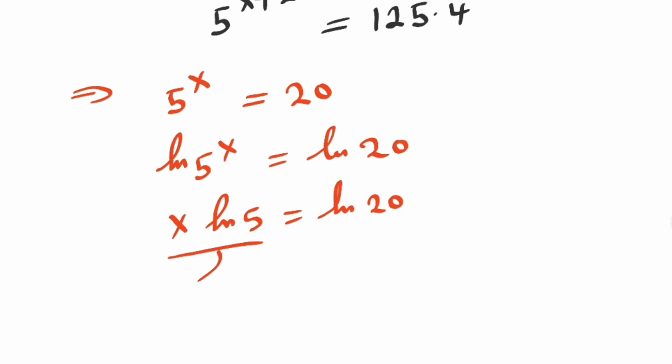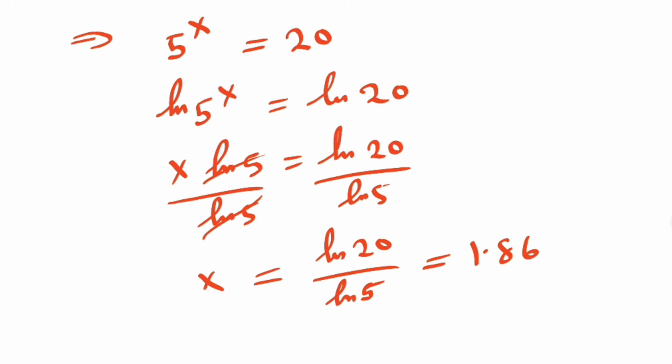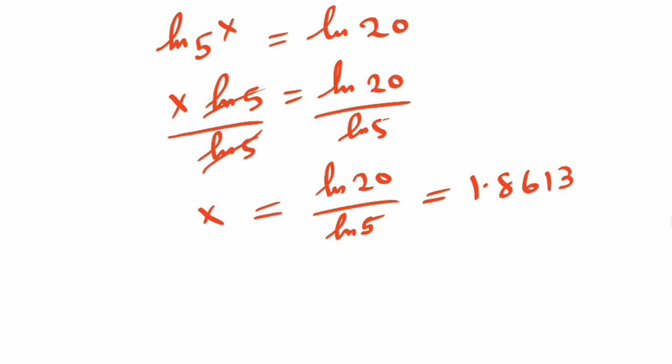Let's divide both sides by ln of 5. This cancels this. x is equal to ln of 20 over ln of 5. And if you press your calculator, this is equal to 1.8613. Therefore, x is equal to 1.86 to 2 decimal places.